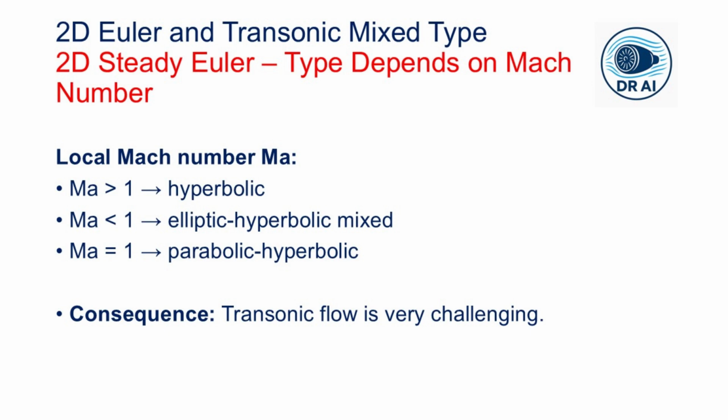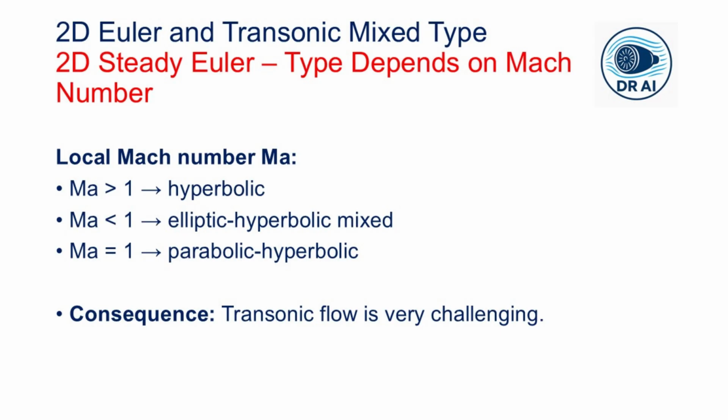Now, extensions to the 2D Euler equations. In 2D steady flow, the equations are A partial W over partial of x plus B partial W over partial of y equals 0. We examine the eigenvalues of the combination for any direction n_x and n_y. If the Mach number is greater than 1, which means supersonic, all eigenvalues must be real, which means it is strictly hyperbolic. If the Mach number is less than 1, which means subsonic, complex eigenvalues appear, and it means that the problem is elliptic or of mixed elliptic and hyperbolic type.